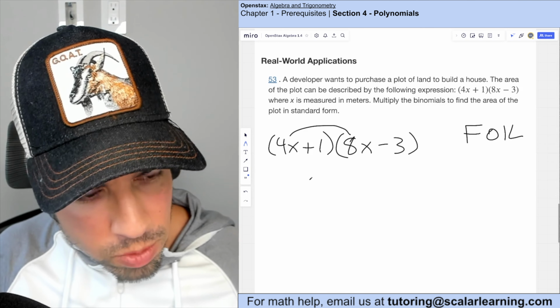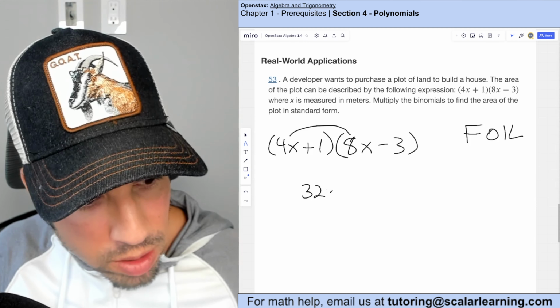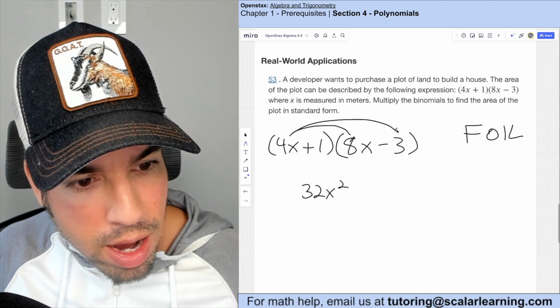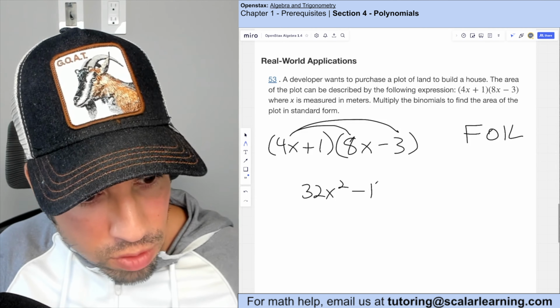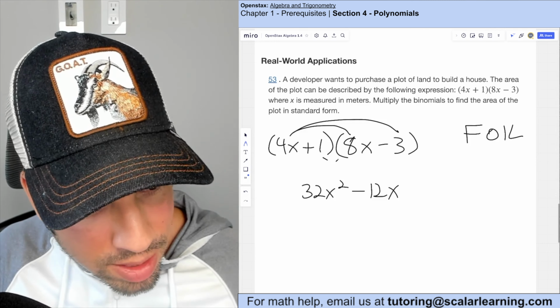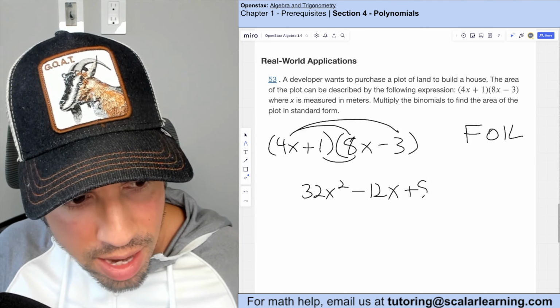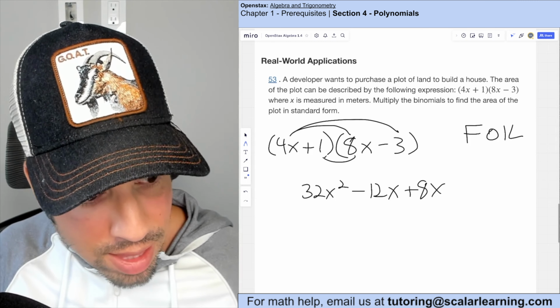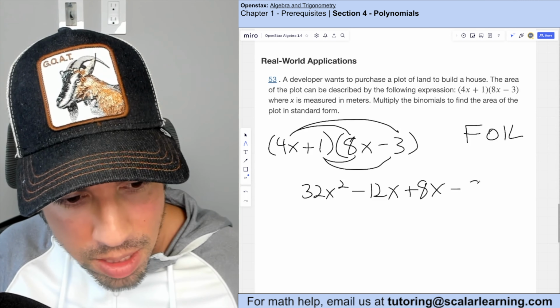So first terms, 4 times 8 is 32, and that becomes x squared. 4x times negative 3 is negative 12x. Those are the outer. Then we got the inner. 1 times 8x is just 8x. And last but not least, the last, 1 times negative 3 is minus 3.